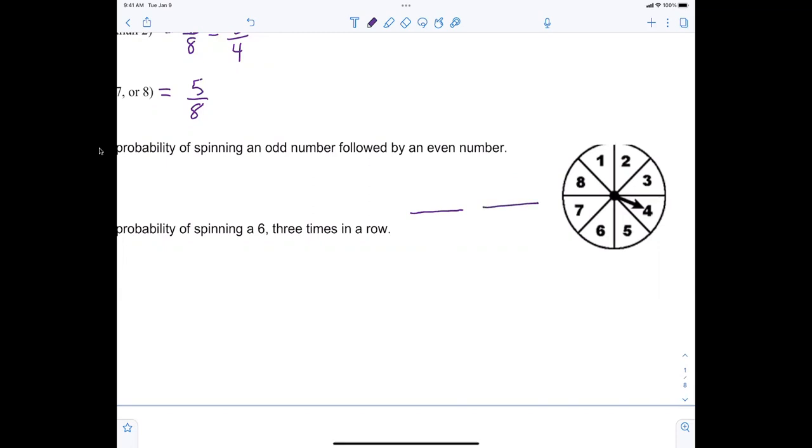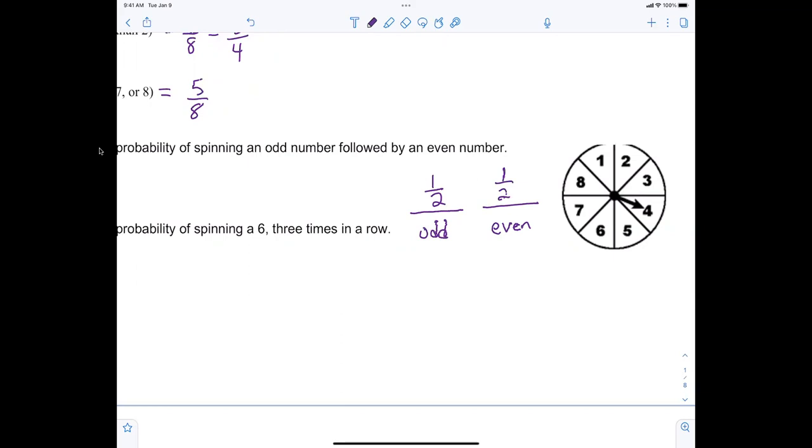The first one is the probability of getting an odd number. And what's the probability of getting an odd number? 1/2. You could have said 4 out of 8, but I like 1/2. My second event is probability of getting a what? Even. And that is also 1/2.